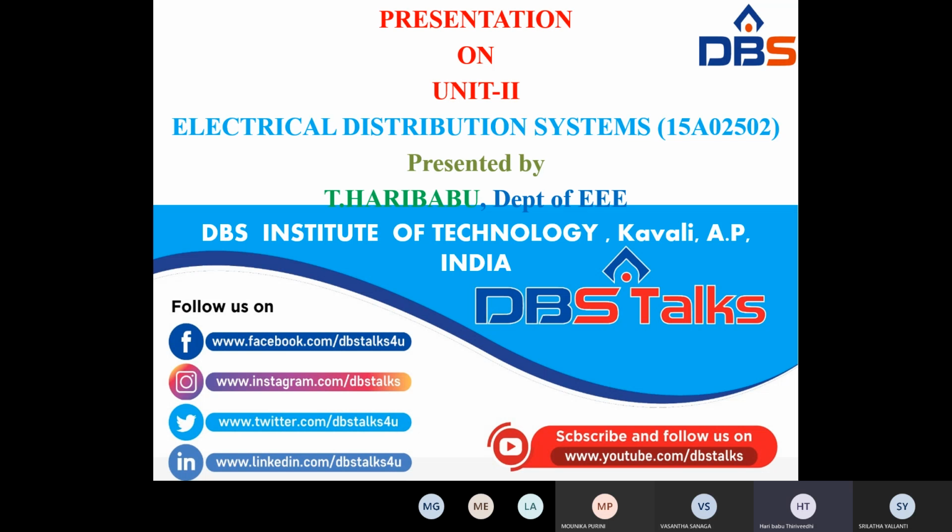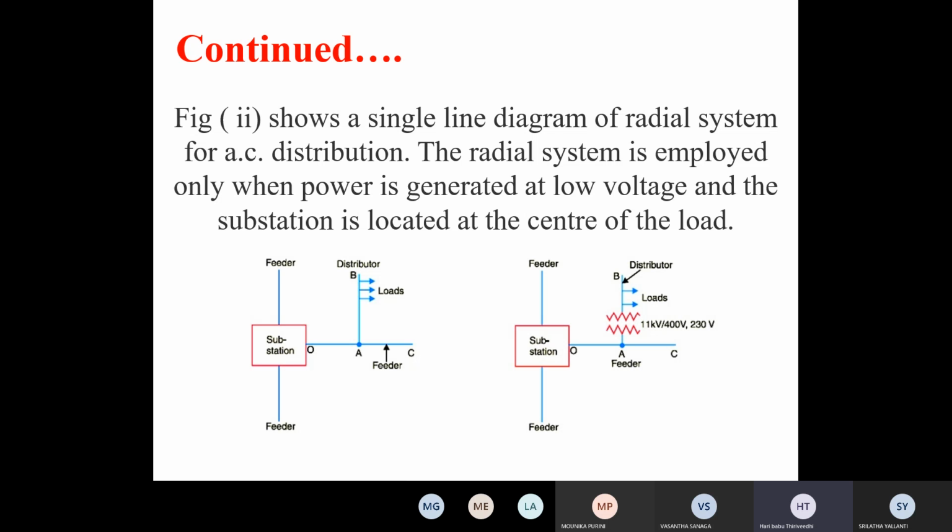So look at the figure. From figure 1, a single line diagram of a radial system for a DC distribution system, here OC is the feeder, which supplies a distributor AB at a point A. Every feeder has its own; they don't combine.